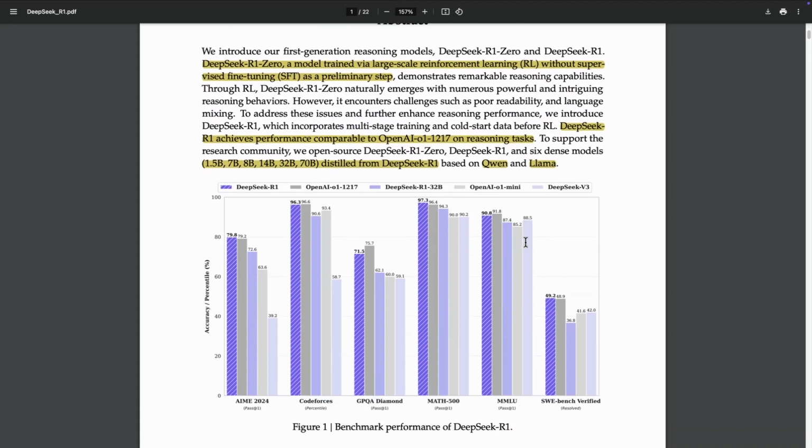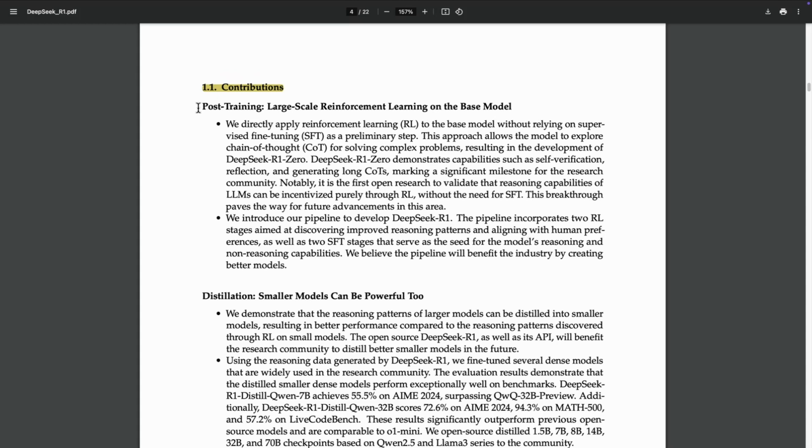So let's take a look at some of the details here. I will look, however, at some of the important points. So for instance, I want to summarize here the contributions. Now, they have applied reinforcement learning to a base model. So that's one of the first steps that they're using here. Okay, so we went from a base model to applying reinforcement learning. And this again says without relying on supervised fine-tuning. And they're mentioning here that this approach allows the model to explore chain of thought for solving complex problems. Basically, it could lead to a very coherent model that can do long reasoning, reflection, these chain of thought steps to solve very complex problems.